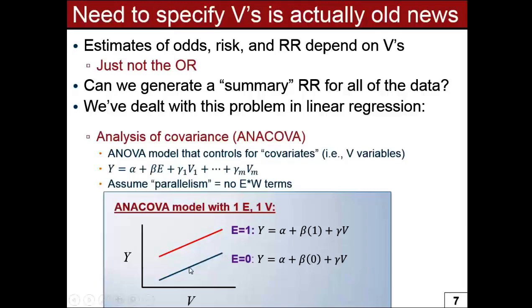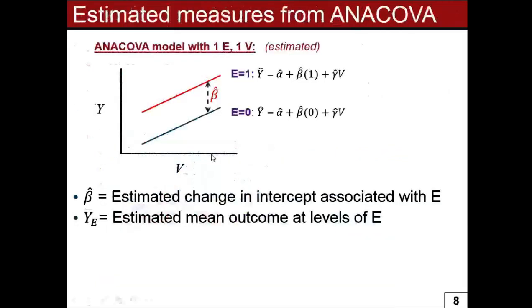Remember this idea in linear regression, when you have a change in the intercept, the line just shifts up or down. Here it is, it's what I just said. If you had a linear regression model with a single continuous variable, I'm going to call it the V variable, and then a dichotomous exposure, it always looks something like this, two lines, and the difference between them is beta, and that's the change in the intercept associated with the exposure. This is the effect of exposure. It shifts the line up or down.